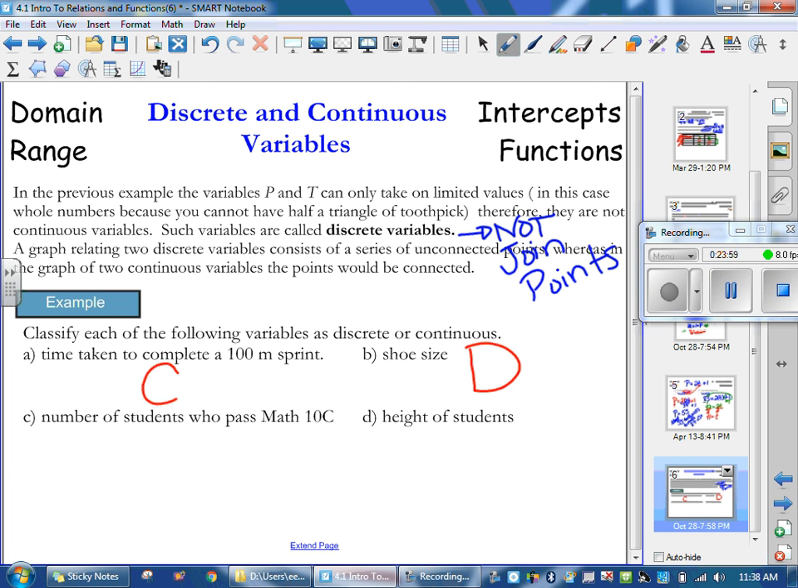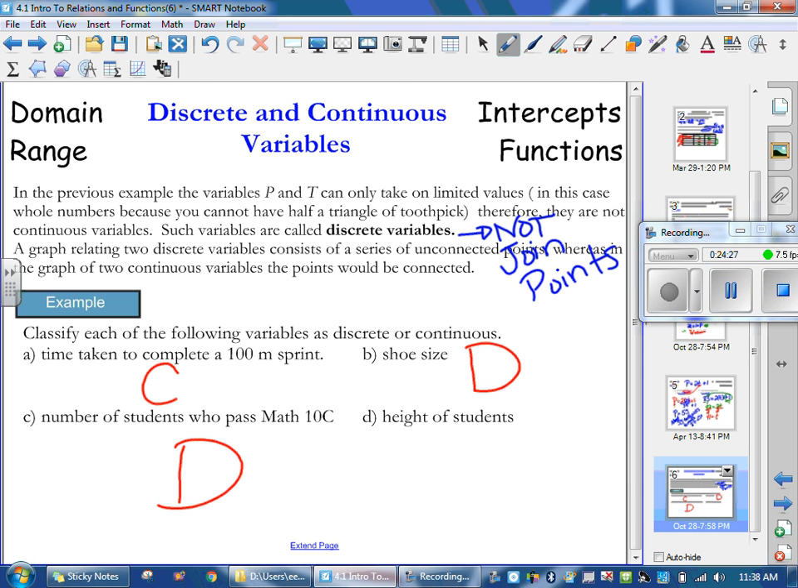Number of students who pass Math 10C. All right. Can I have 5.2 kids pass? No, I can only have whole people passing. I can't chop you guys in half. I can't rip your arm off and say, okay, this part of the kid passed. There's no way I can do that. Only your arm can't pass the course. All of you has to pass the course. So that would be considered a discrete variable.